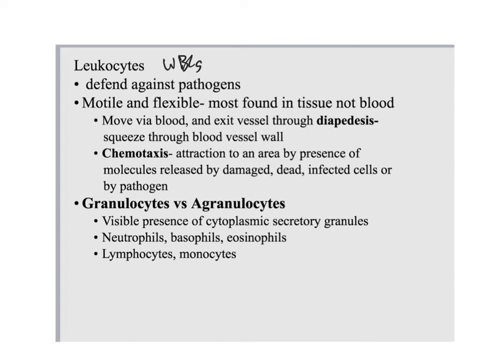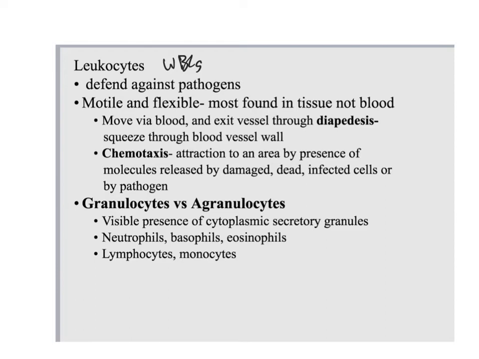They travel throughout the bloodstream, although most of them are not found in the bloodstream. They are actually found in other places, the bone marrow, the thymus, lymph nodes. That's where the bulk of the white blood cells are found, but they do travel throughout the bloodstream as necessary. With that, they are what we call amoeboid and flexible. Most are found in tissues, not blood, especially the lymph nodes and the lymphatic tissue. And we'll talk about the lymphatic and immune system in a couple weeks.